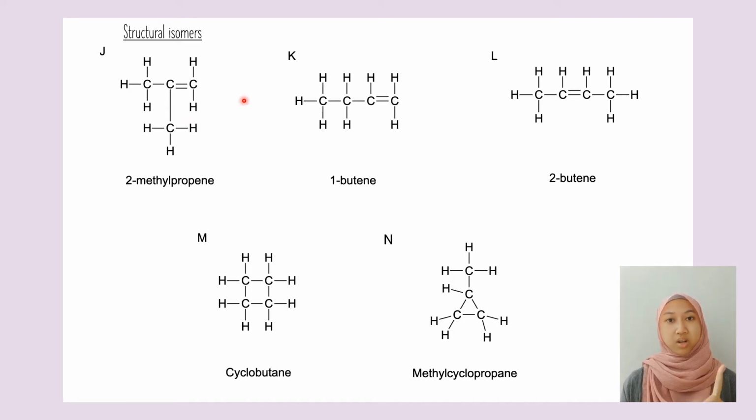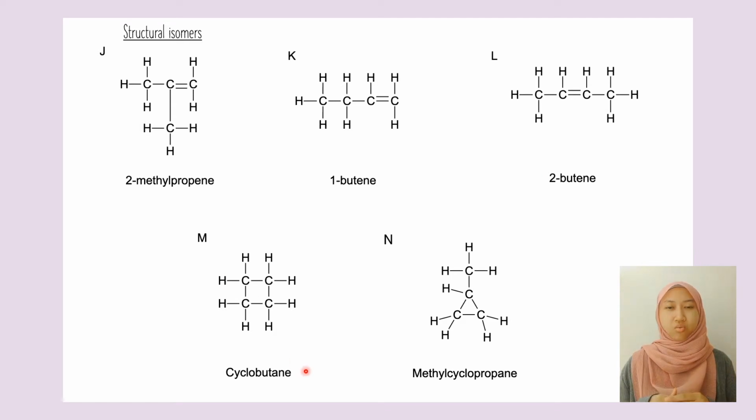While K is 1-butene because its double bond is located on the first carbon and its boiling point falls between J and L. L has a higher boiling point than K because its double bond is located in the middle of its structure. This makes it more stable than structure K. Both K and L have positional isomerism because both have the same formula but different positions of their double bond.